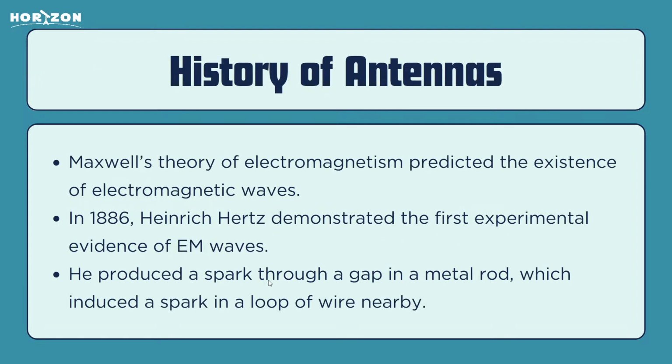Now we'll be going over the history of antennas. Maxwell's theory of electromagnetism predicted that coupled electric and magnetic fields could travel through space. For a while, there was no experimental demonstration which proved the existence of electromagnetic waves. In 1886, Heinrich Hertz demonstrated the first experimental evidence of these EM waves. He produced a spark through a gap in a metal rod, which induced a spark in a loop of wire nearby. This was the first antenna.